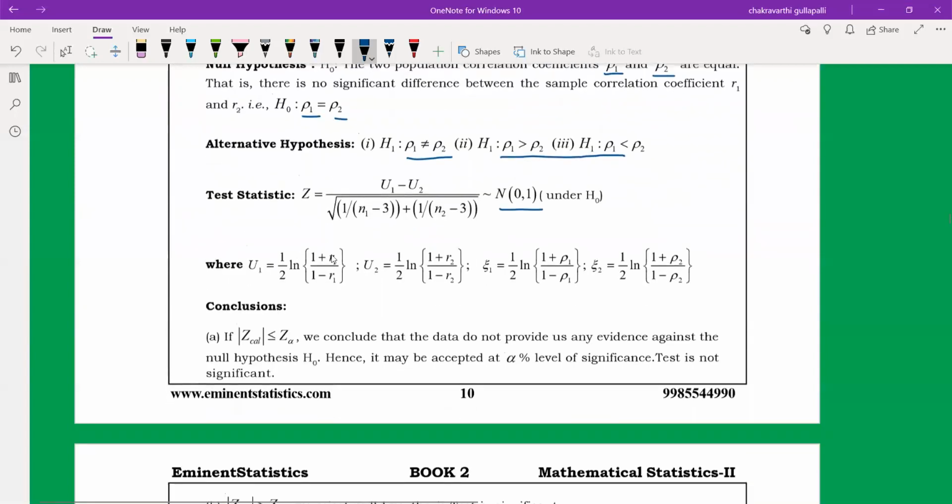Under H naught, U1 is what here? U1 is 1 by 2 log 1 plus R1 by 1 minus R1. U2 is equal to 1 by 2 log base e of 1 plus R2 by 1 minus R2. Xi is a very important statistic here. Xi1 is equal to 1 by 2 log base e of 1 plus rho 1 by 1 minus rho 1, the population correlation. This is the sample correlation used here, same formula. So in Xi, the population correlation, we use 1 by 2 log base e of 1 plus rho 2 by 1 minus rho 2.